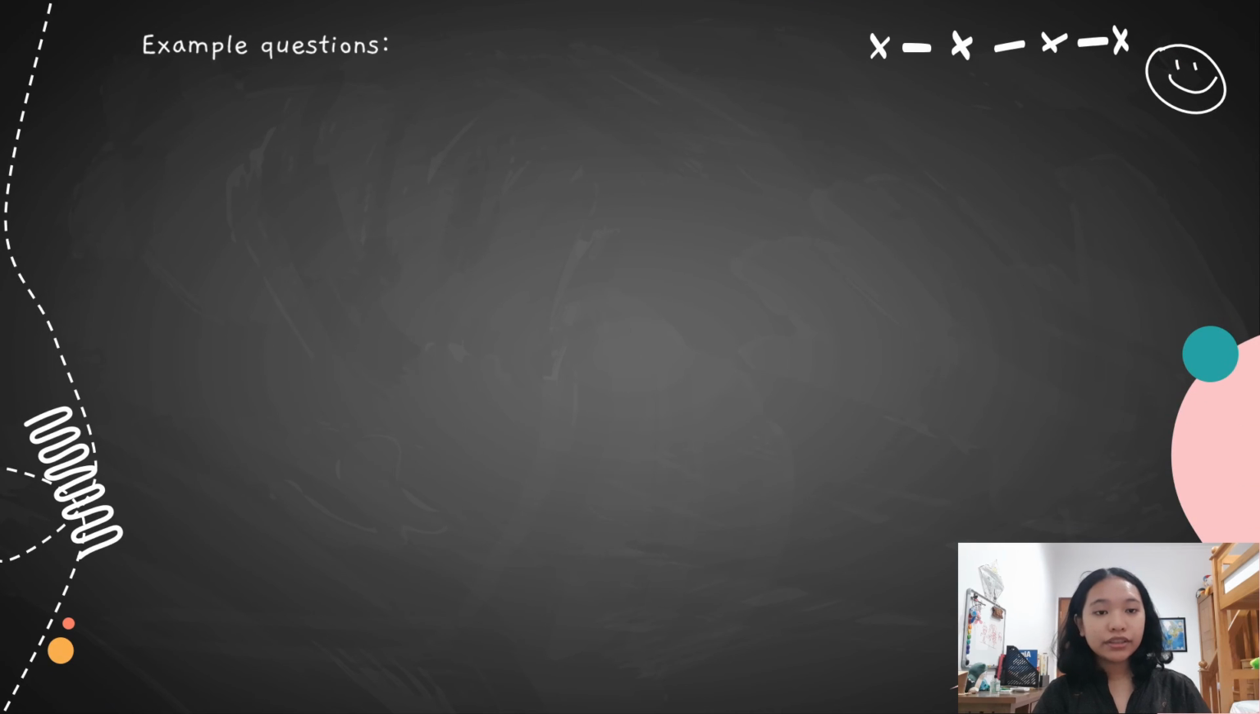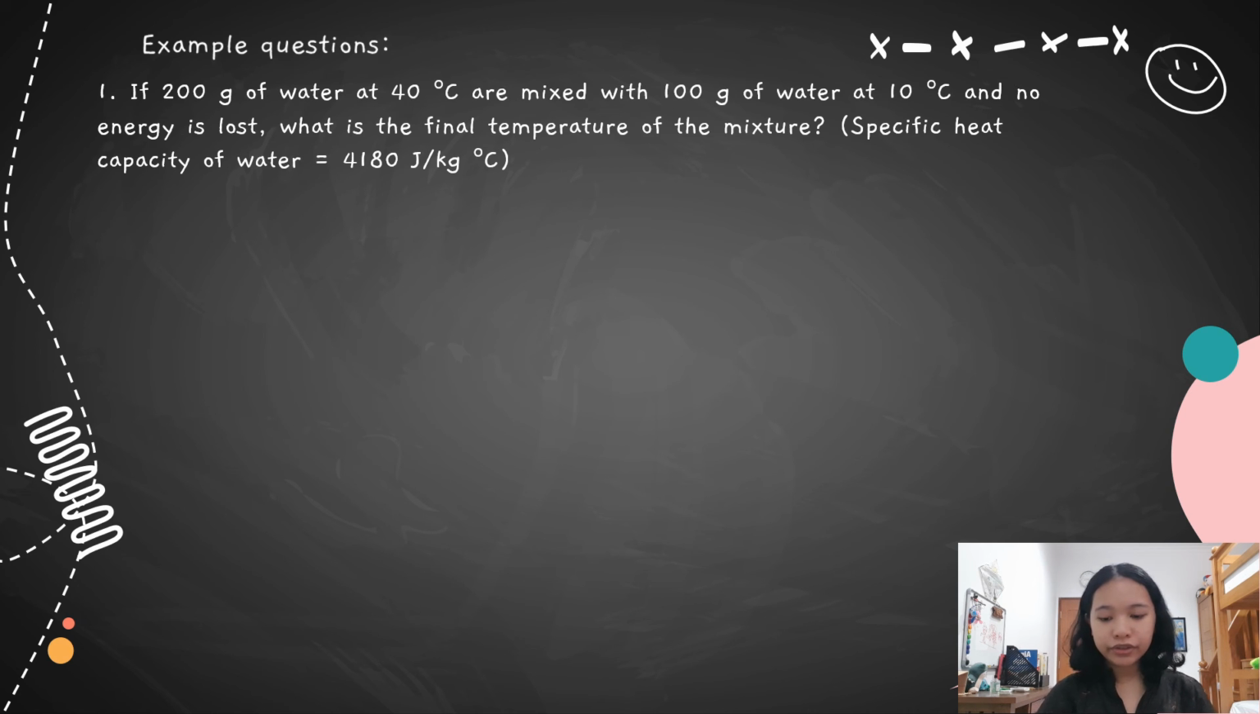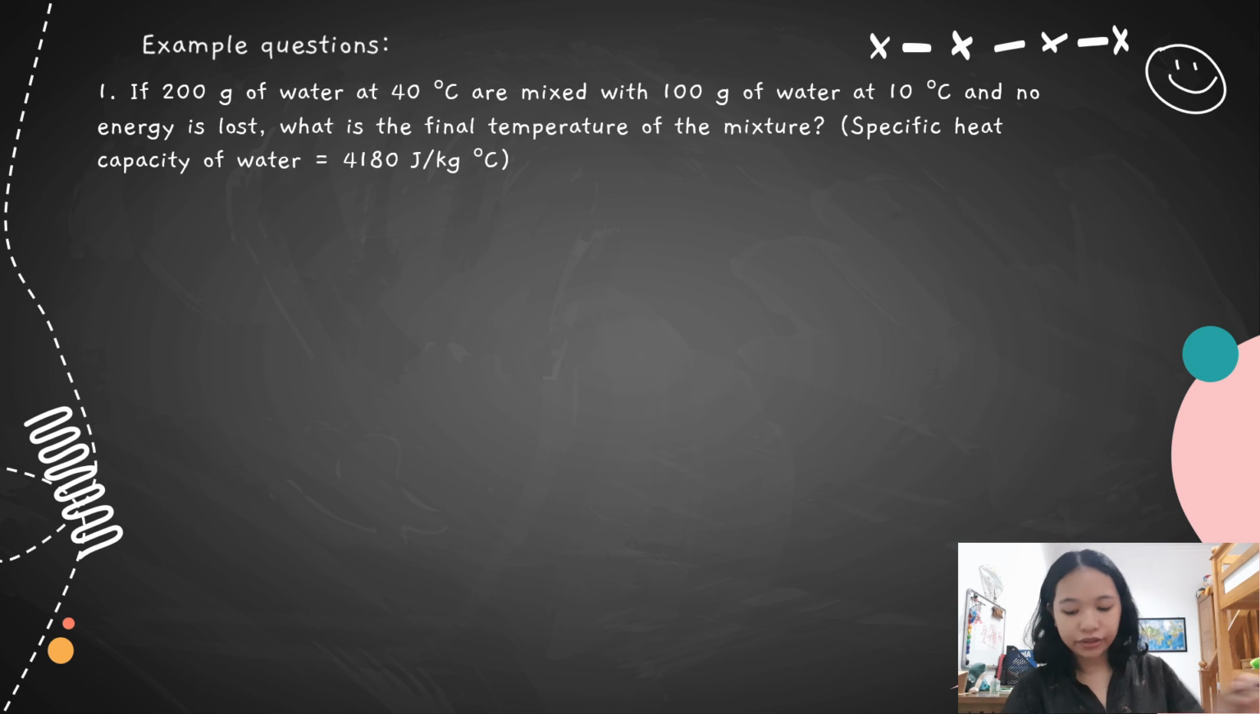Okay, so let's get right into our example question so we can use the formula we were given just now. If 200 grams of water at 40 degrees Celsius are mixed with 100 grams of water at 10 degrees Celsius and no energy is lost, what is the final temperature of the mixture? Specific heat of water is 4,180 joules per kilogram degrees Celsius. Okay, you can pause the video and play when you're ready. Okay, I hope everyone is ready. Let's answer together. So let's write the given first.